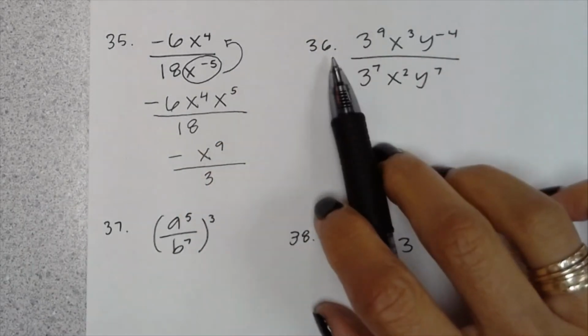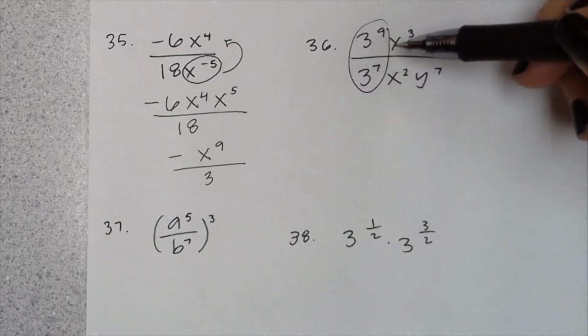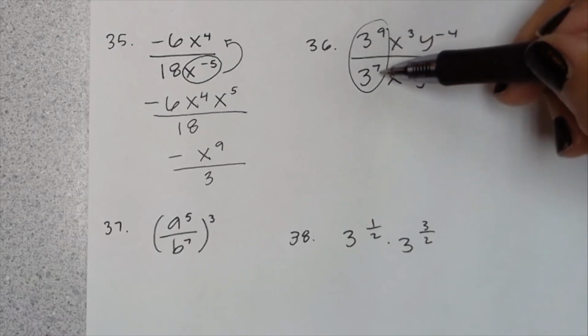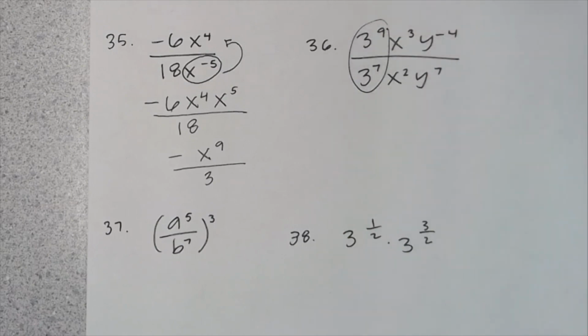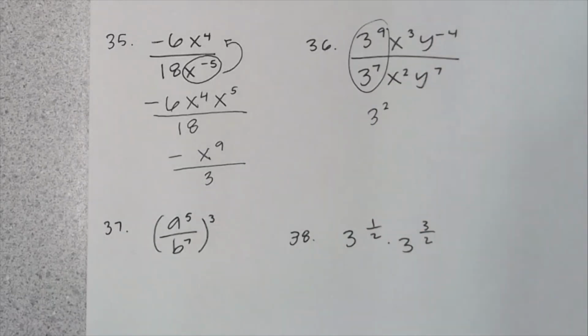For 36, we'll work on these 3's right here. They have the same base number, so we're going to subtract their exponents. So 9 minus 7 is 2, and then because there was more on top, so 3 to the 9th is bigger, we're going to go 3, and then again 9 minus 7 is 2, so that goes on top of the fraction.